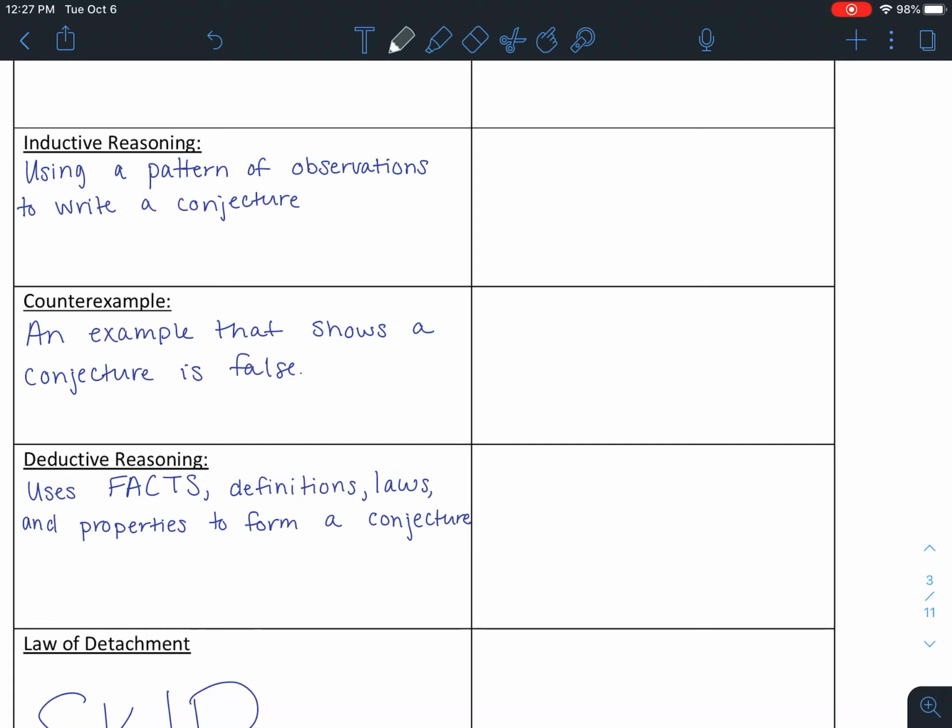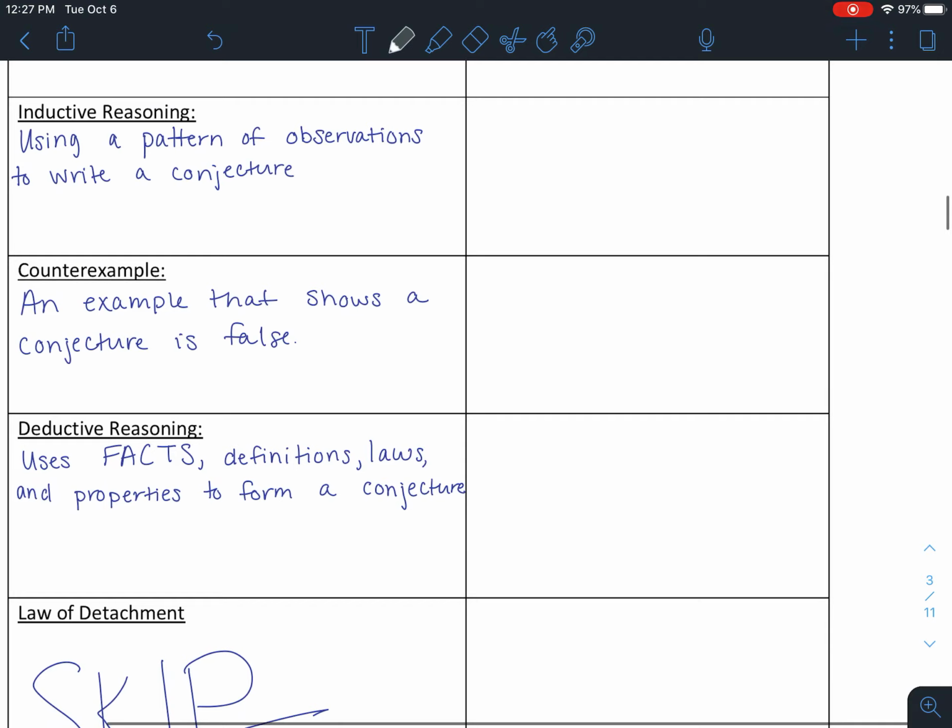A counterexample is an example that shows a conjecture is false. For example, if I said that I noticed that every freshman, when they stand up, pushes in their chair, and then Billy does not push in his chair, that would be my counterexample.